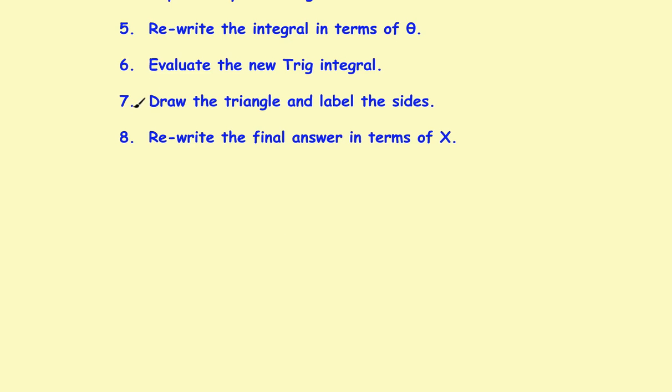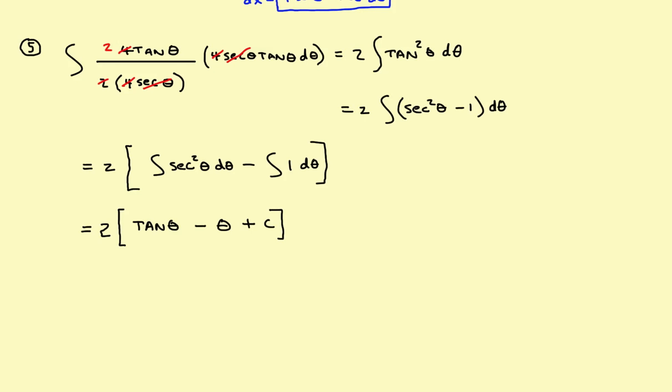So the last two steps are this. Draw the triangle and label the sides, and then use that triangle to turn the final answer from theta back into x again. So just like we've done in the previous videos, we'll draw a triangle, label the sides, and go from there. All this was step number 6 right here. So in step number 6, we solve things. So step number 7 says draw the triangle and label the sides.